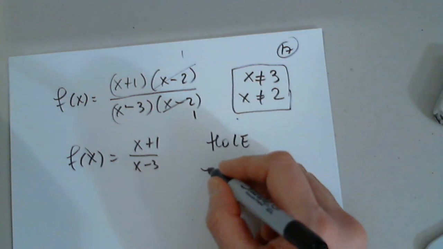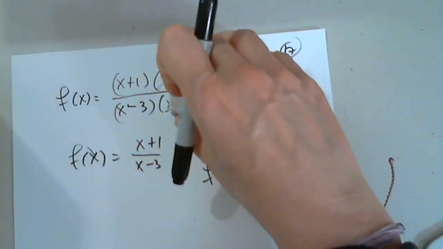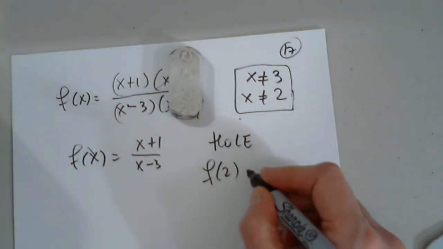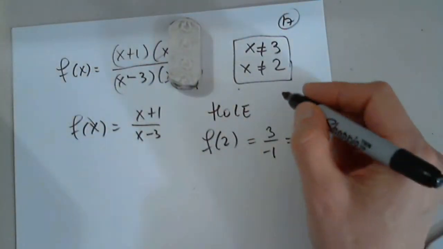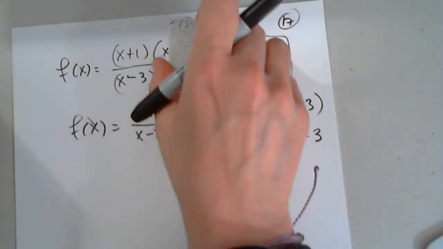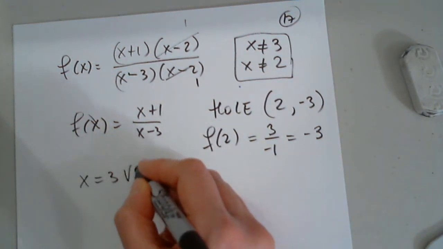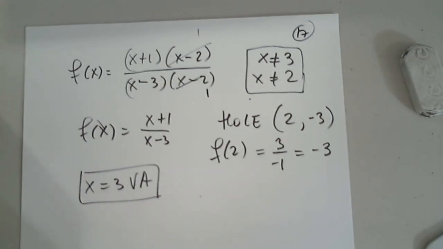And the hole will be f of 2. But you can say, you cannot plug in 2 here. No, I cannot. That's true. But I can here. So 2 plus 1 will be 3, and 2 minus 3 is negative 1. So this is negative 3. So the hole will be at 2, comma, negative 3. And x equals 3 is still a vertical asymptote. So when we review next week or the following week, I'll show another example with a hole, and we'll go through all the steps of graphing. But that's the only thing.